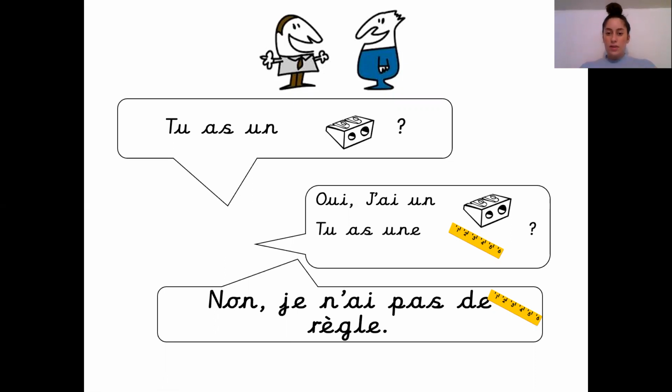If you have the item, you say, oui, j'ai un taille crayon. If you don't have the item, you say, non, je n'ai pas un taille crayon. So now we're going to practice saying, do you have a? With both responses, yes, I have a, and no, I do not have a item. Tu as un taille crayon? Oui, j'ai un taille crayon. Or, non, je n'ai pas un taille crayon.